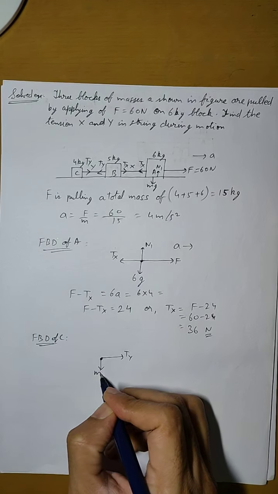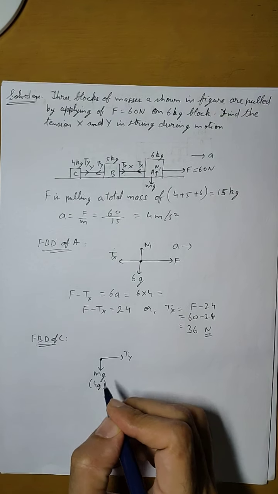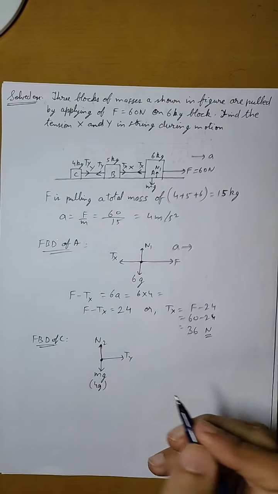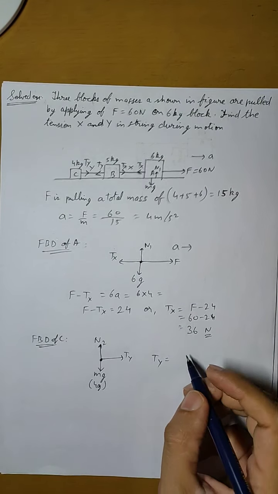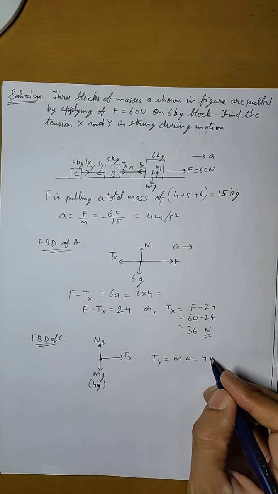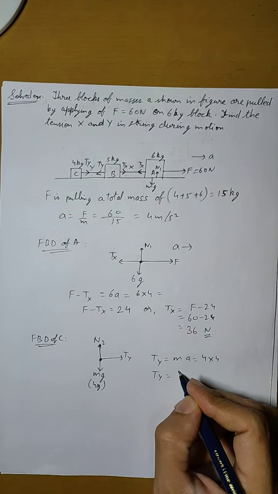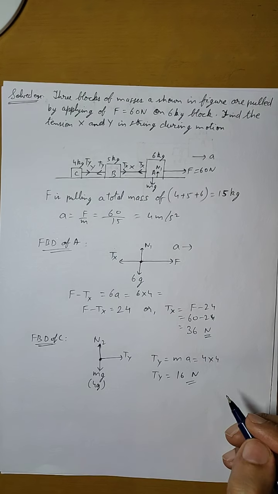Also it has its weight mg in the downward direction, which will be equal to 4g, and a normal reaction will act. Let us say it is N2. So from here the equation will be Ty equals ma, and m is 4, acceleration is 4, so Ty will be equal to 16 Newton. So these are the answers.